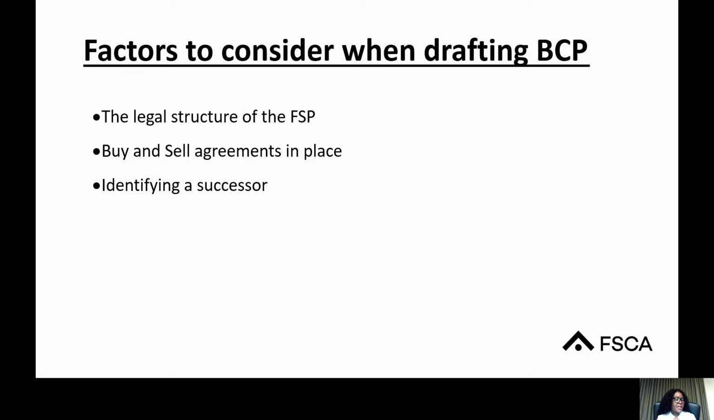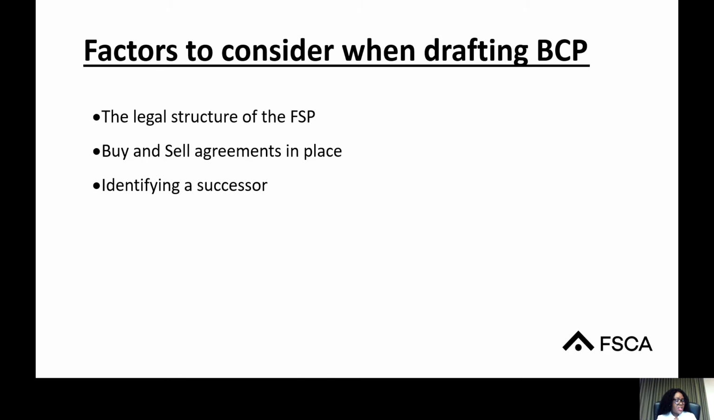So when drafting a business continuity plan as a sole prop, you need to take that into consideration and make arrangements. Maybe, let's say, with another FSP to take over your book in case of anything happening to you, and also making sure that your clients are notified, and they also obviously give consent for this transfer into another FSP. And there's another structure as well, which is your partnership.